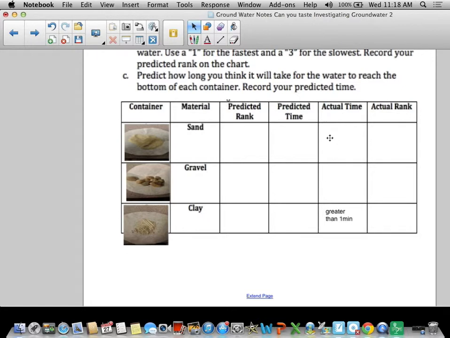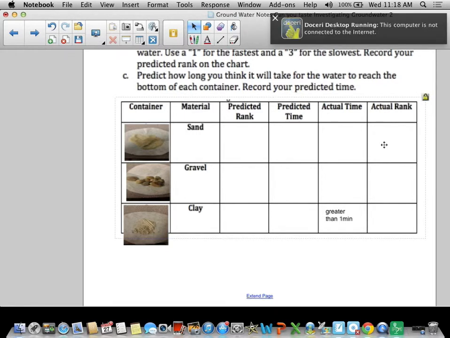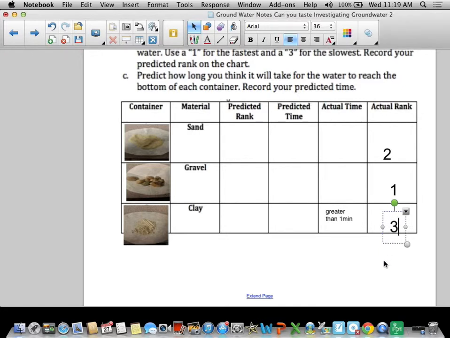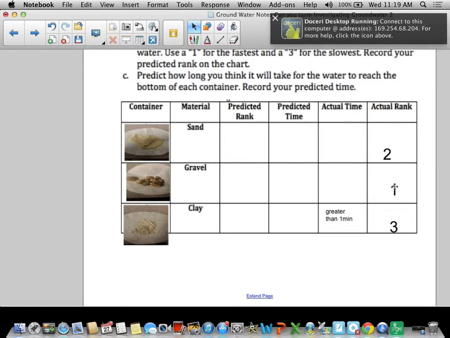This one was 39 seconds, the sand. The gravel was 8 seconds, and the clay was greater than a minute. So having that, now we should be able to come up with our ranks. What would sand rank as? 1, 2? 1. 2. What would gravel rank as? 1. What would clay rank as? 3. Because the fastest is 1, the second fastest is 2, and the third fastest is 3. Any questions for that?